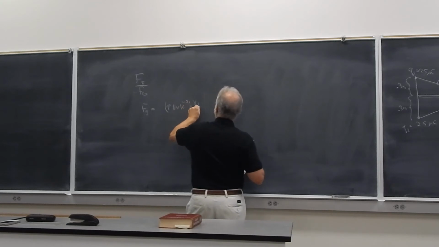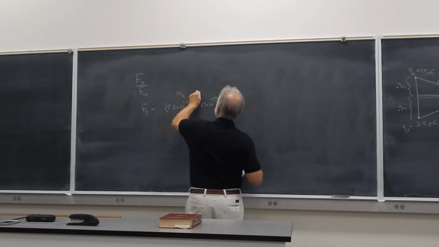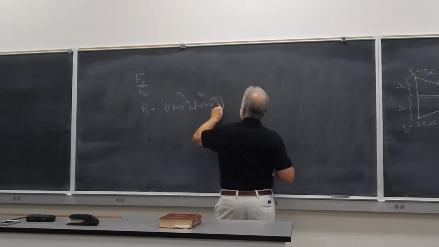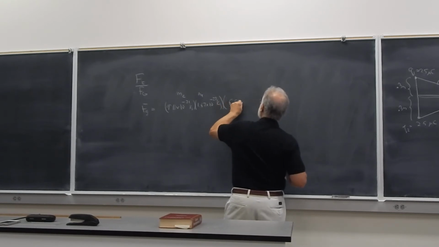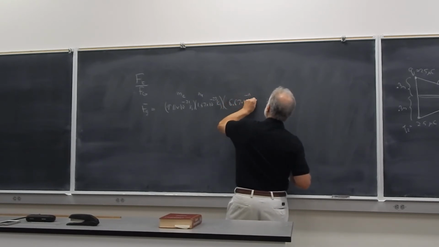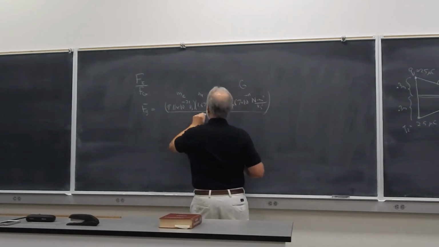kilograms, 1.67 times 10 to the minus 27 kilograms for the mass, so it's mass of the electron, mass of the proton. I've got to multiply that by the gravitational constant, 6.67 times 10 to the minus 11 Newton meters squared per kilogram squared. That's big G. Divide by the distance squared.